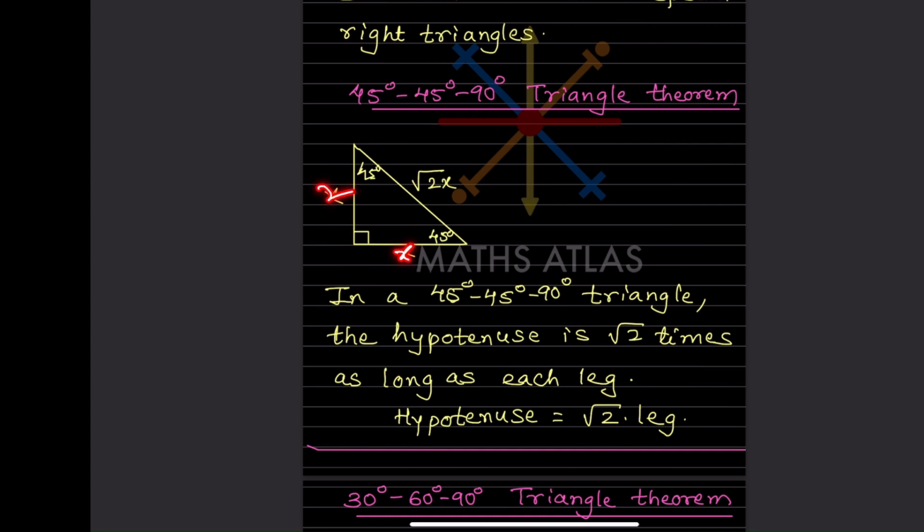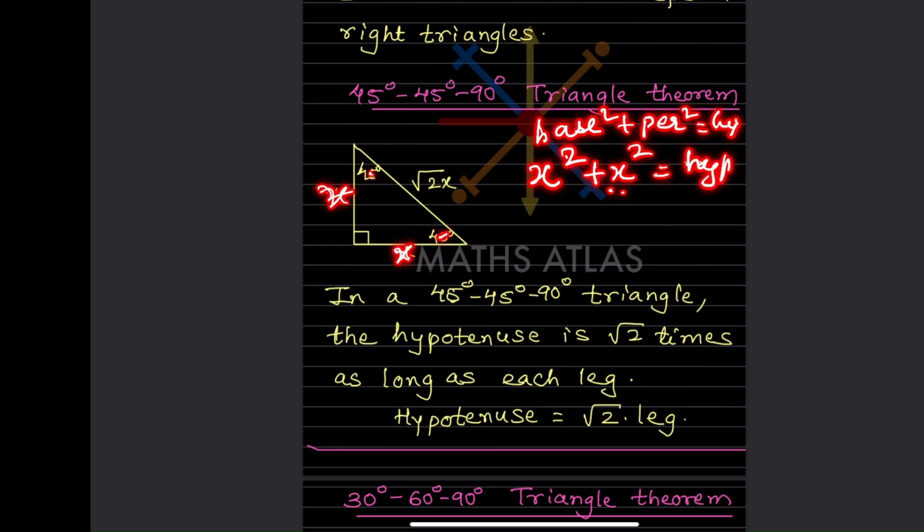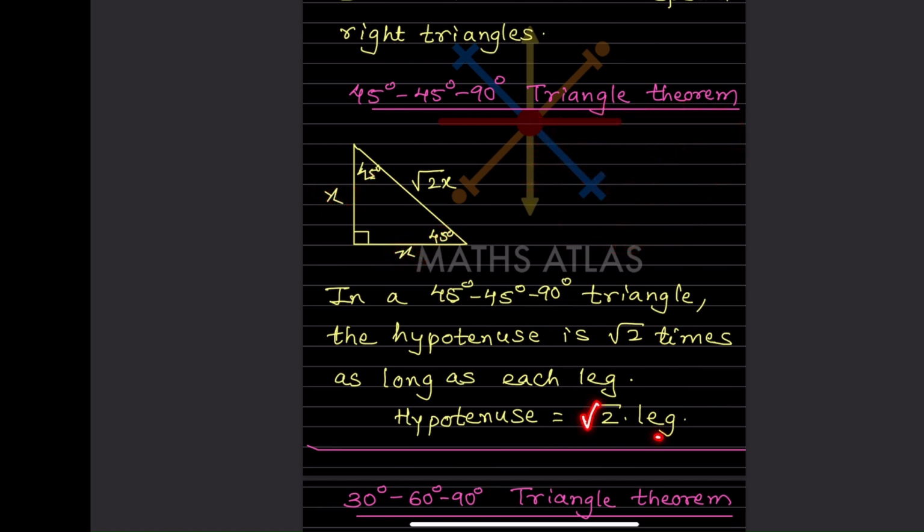Suppose this is x. Now you see how to do this. The base square plus the perpendicular side square is equal to the hypotenuse square. So x square plus x square, we know this is x and this is x. So 2x square is the hypotenuse square. So the hypotenuse is root 2 times the leg, that is, root 2 times x.